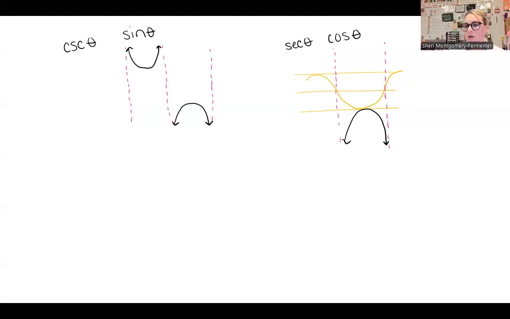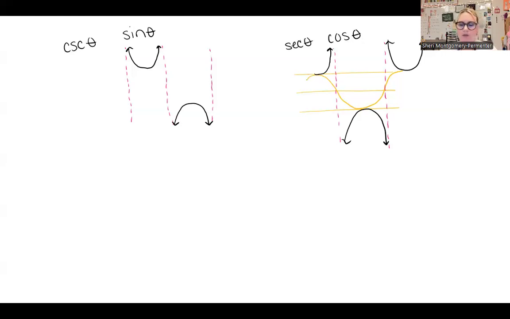Some resources will just do half of the graph. I don't really care if they put a whole curve. It doesn't matter. But there are my graphs of sine, secant and cosecant.